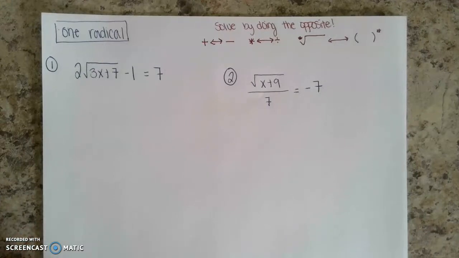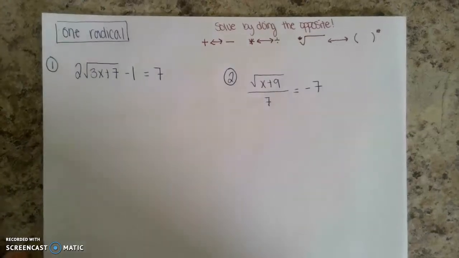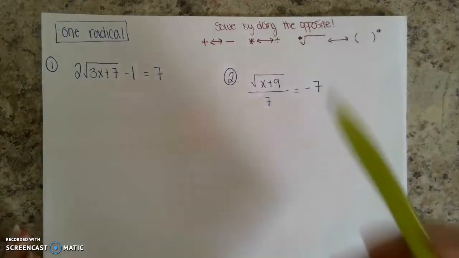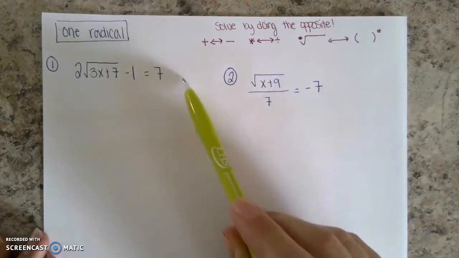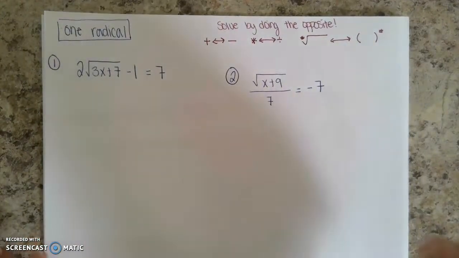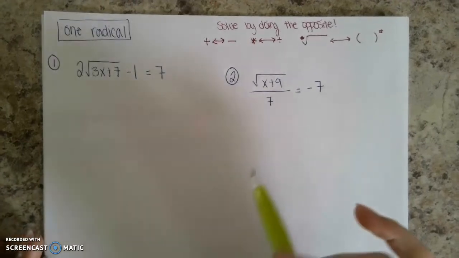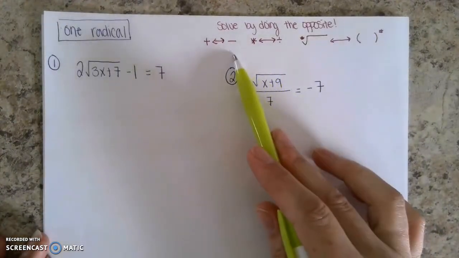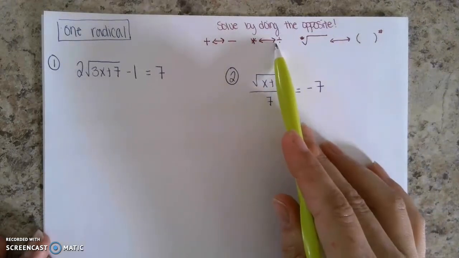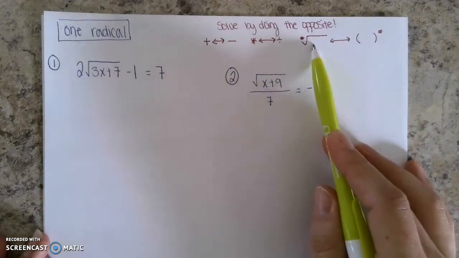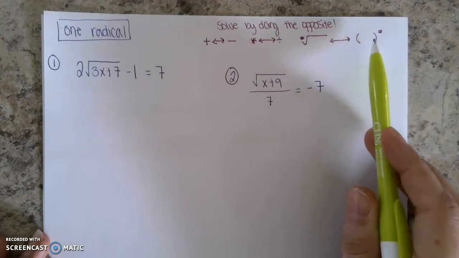All right, guys, so taking a look here at these two problems, before we get started, I first want to remind you that anytime we're solving for x, it doesn't matter whether we're dealing with radicals, linears, quadratics, anything, we want to solve this by doing the opposite. So addition and subtraction, multiplication and division. And then as a reminder, radicals are opposites of exponents.